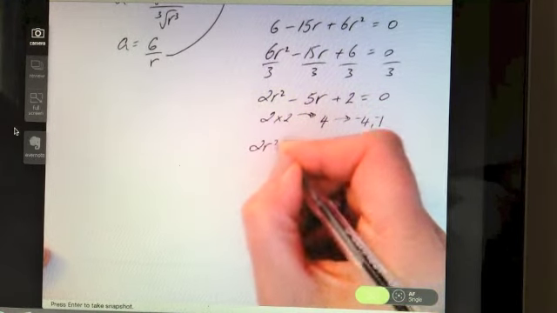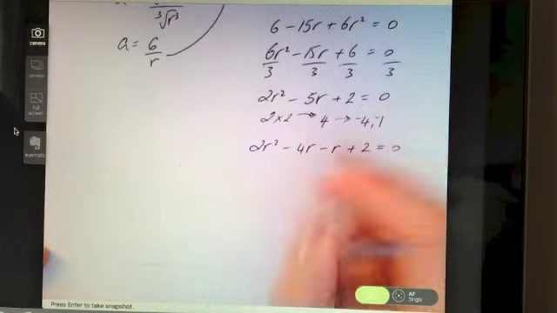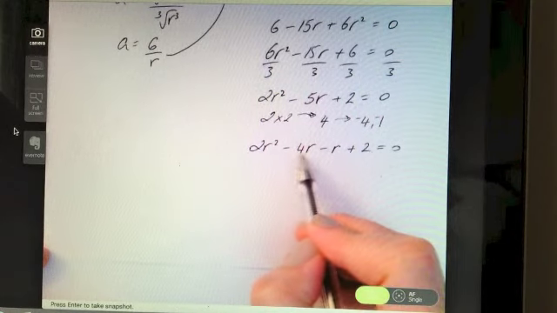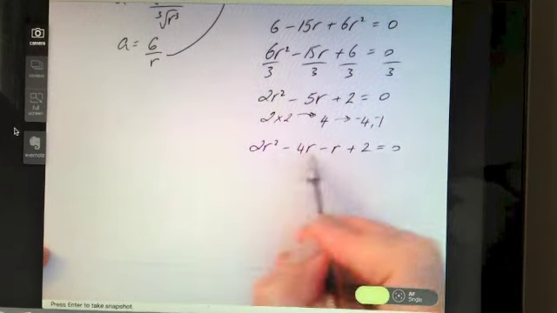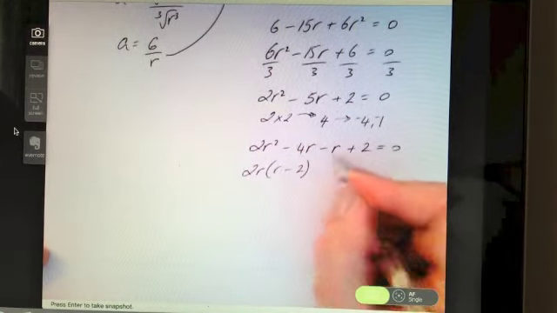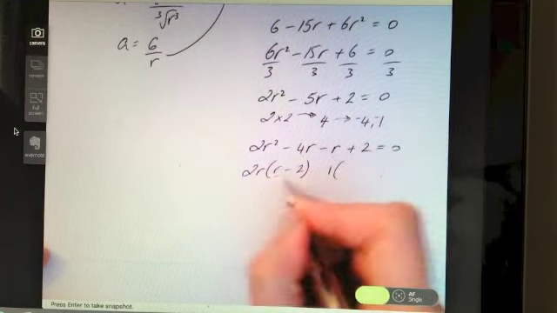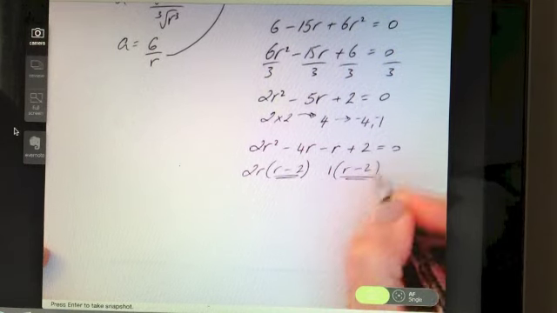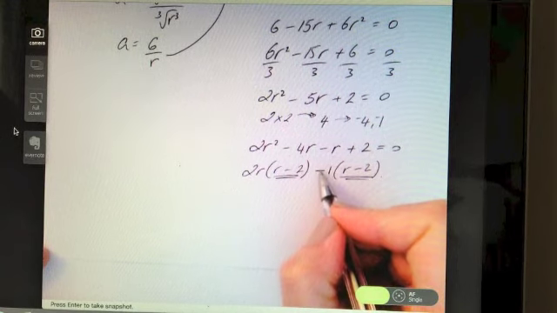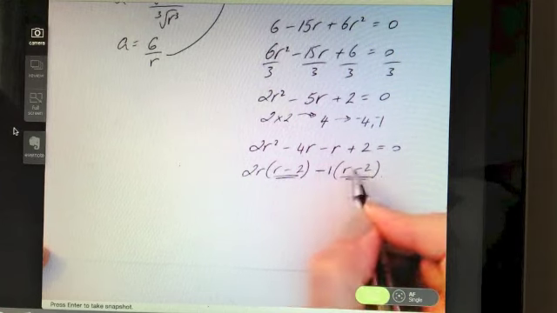So rewriting the quadratic, I get 2r squared minus 4r minus r plus 2 equals 0. And we can see that's totally equivalent to this. I've just rewritten the middle term as minus 4r minus r. Now looking at these two, pulling out the common term, 2r times r minus 2. And here, I can't pull anything out really, so I'm going to pull out 1. You know these brackets have got to be the same, so r minus 2 needs to go in there, and that sign would need to be a minus. Let's check this works. Minus 1 times r is minus r, and minus 1 times minus 2 is, of course, minus by minus, plus 2.